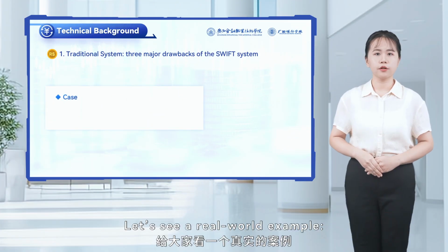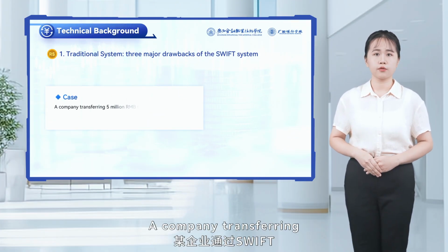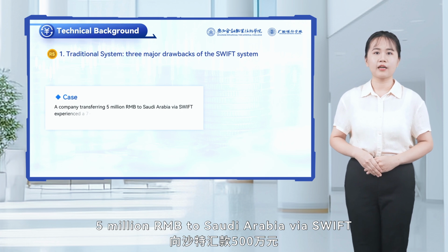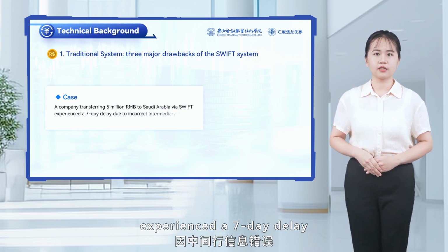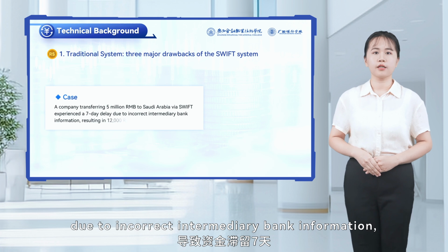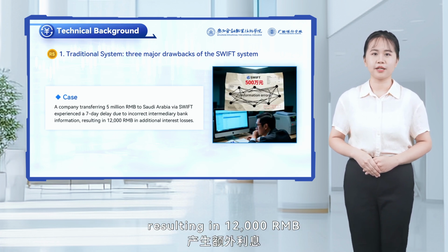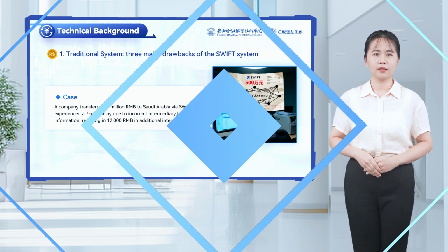Let's see a real-world example. A company transferring 5 million renminbi to Saudi Arabia via SWIFT experienced a 7-day delay due to incorrect intermediary bank information, resulting in 12,000 renminbi in additional interest losses.